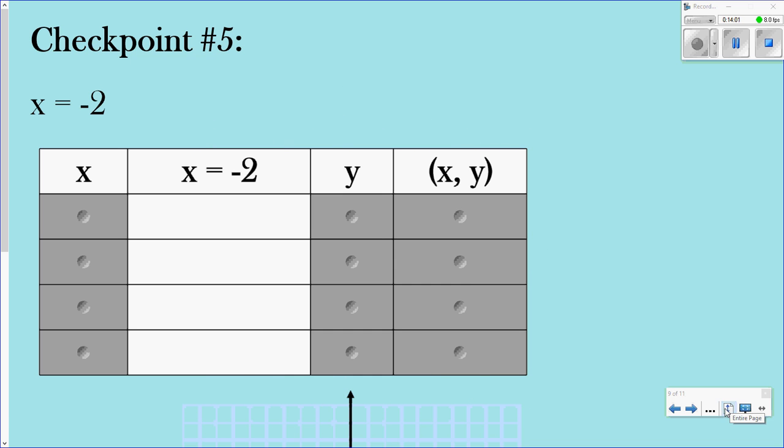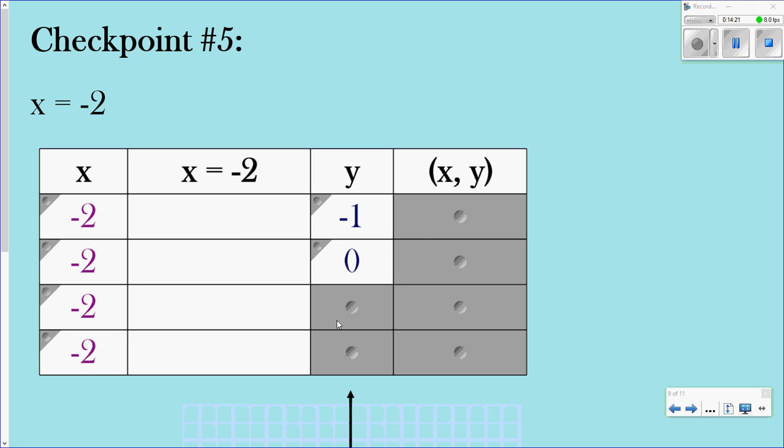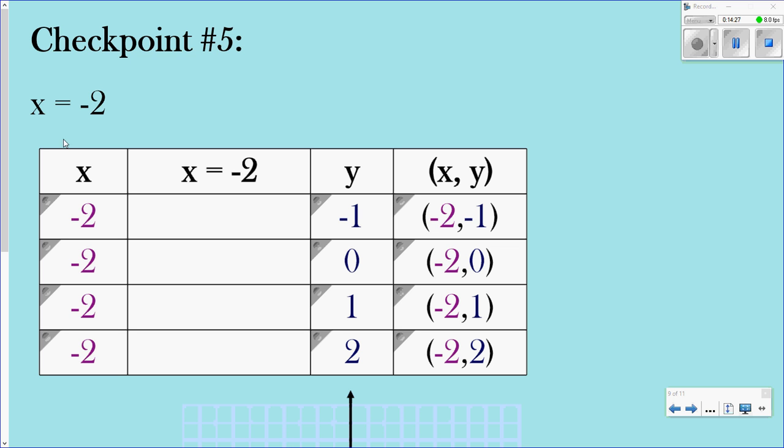Alright, next one. We got x equals negative 2. So that means all the x's are negative 2. I'm not going to choose any different x's, so I can choose any y. For this one I chose y as negative 1, 0, 1, 2. Then I just put it in coordinate form. So anytime you see an equation like this, where you have x equals whatever or y equals whatever, you already have your x's, just choose y's. If you have y equals whatever it is, then choose your x's. Do your coordinate forms, and then you plot.